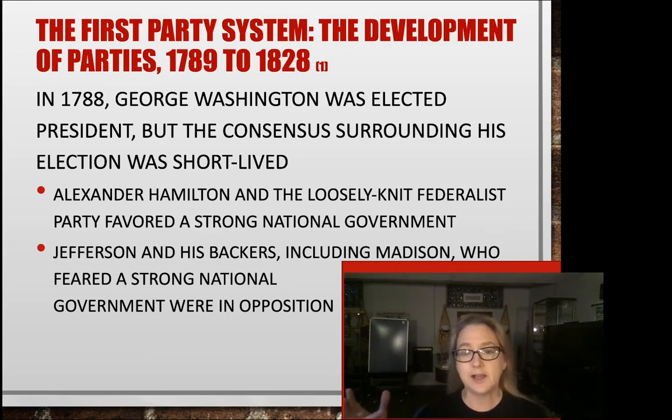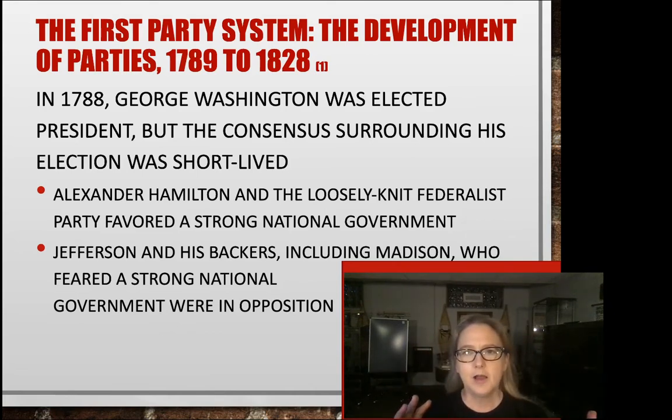Alexander Hamilton was on one side, and Jefferson and his backers, including James Madison, on the other. If you remember the Federalist Papers, Hamilton and Madison were the two main authors. They cooperated to get the Constitution passed, but they had very different ideas about how strong and how much centralized authority there should be in the national government. Hamilton wanted a much stronger national government, and Jefferson, Madison, and other opponents accused him of being really a royalist, that he wanted to make George Washington king and establish basically a monarchy here in the United States.